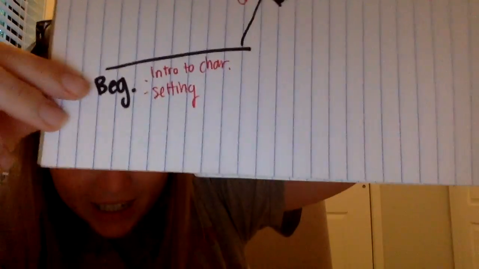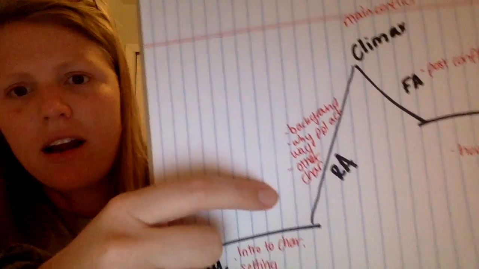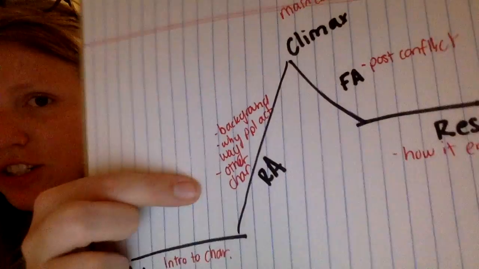So this is what it looks like, and I kind of just broke it down here. So in your beginning, you have your intro to your characters. Sometimes you get into your setting, and you kind of just tell us all about who you are, but then we get into the rising action, which is a lot more character detail, a lot more background information, why people act the way they are, maybe intro to other characters, intro to the conflict. So if you're going to have man versus man, we should know who the other man is at this point that you're having a conflict with.